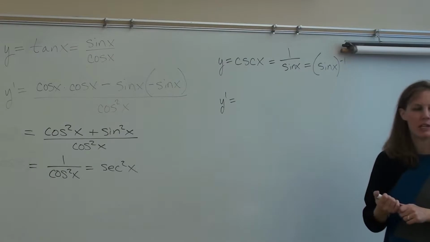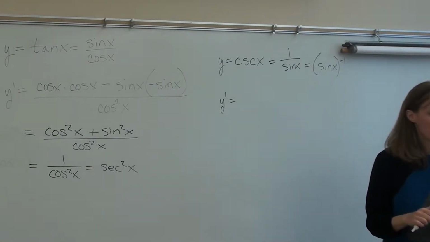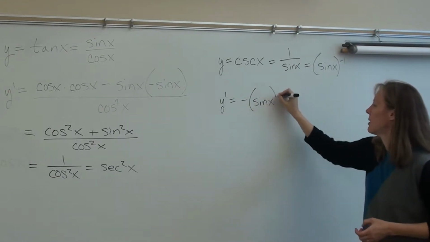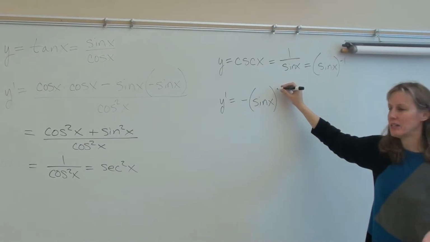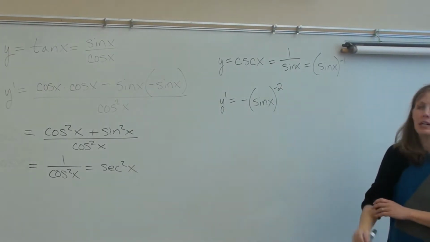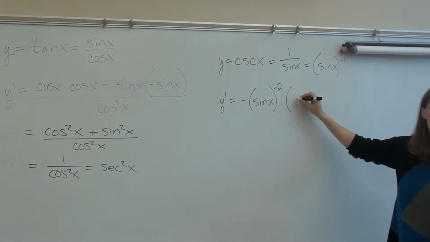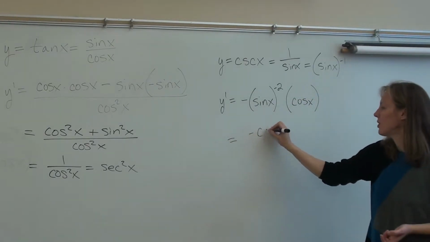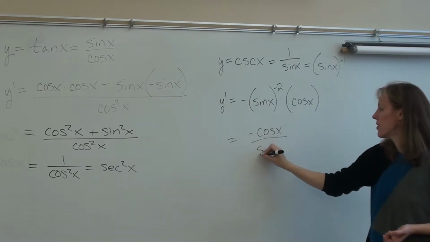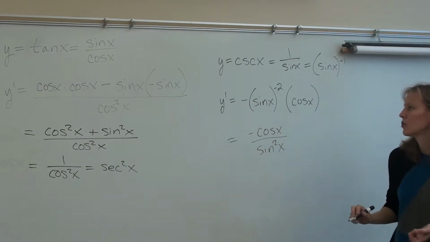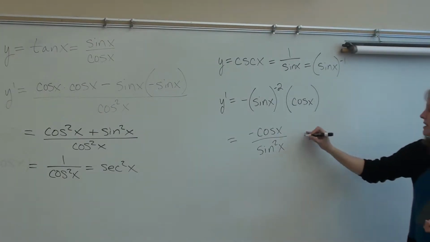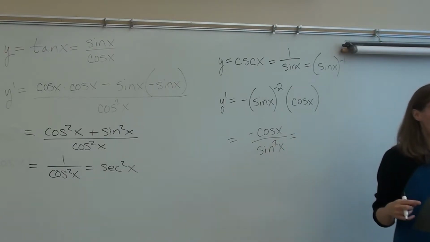Okay, y'all done? Need another minute? Okay, so first thing we do is we write negative times sine x to what power? Negative second. Remember, subtract 1 from the power. Times the derivative of sine x, which is cosine x. So what we end up with is negative cosine over sine squared. Did you guys get that far? We're good? Okay.